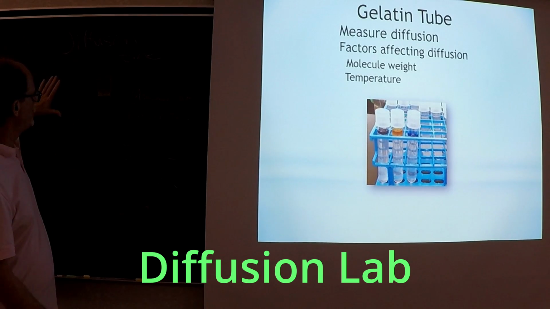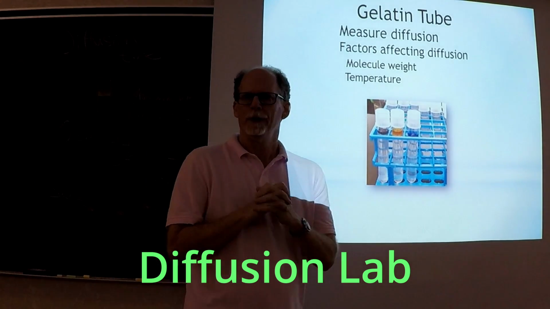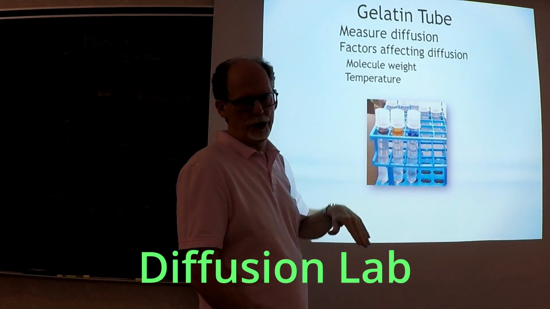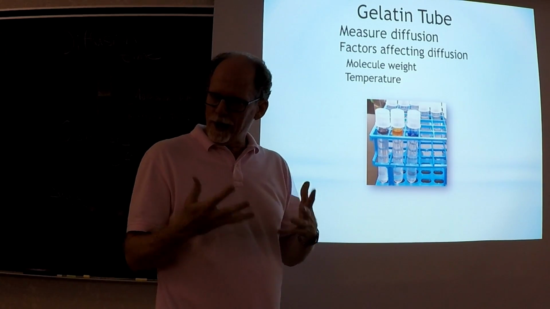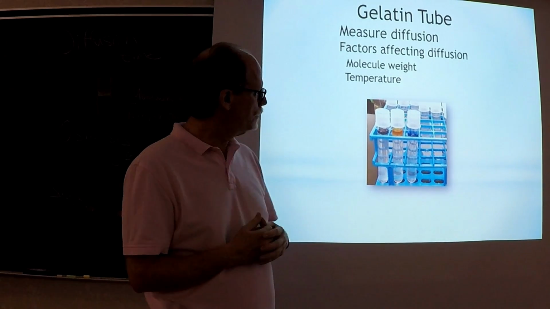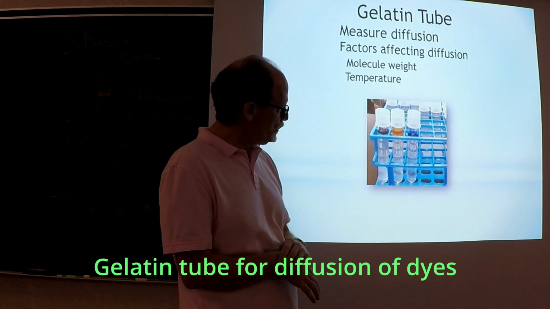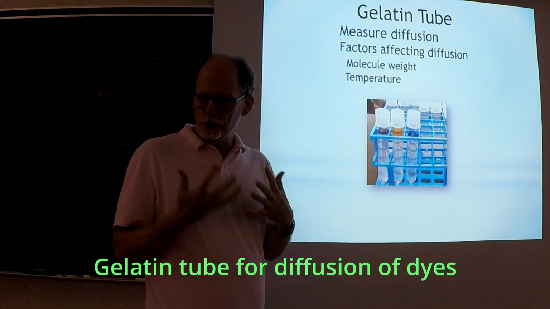The diffusion osmosis lab. In this lab, what we would be using is what's called a gelatin tube. Gelatin is like what's found in Jello, right? You put the gelatin in this tube. It acts as a medium, and we're using it to see how diffusion works.